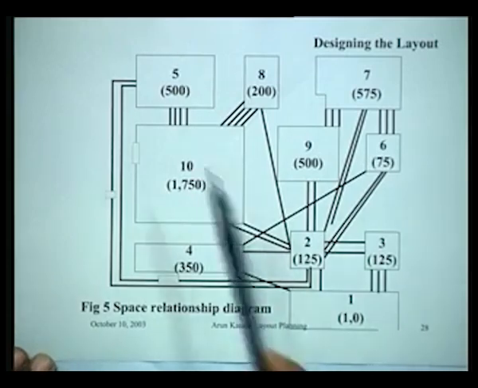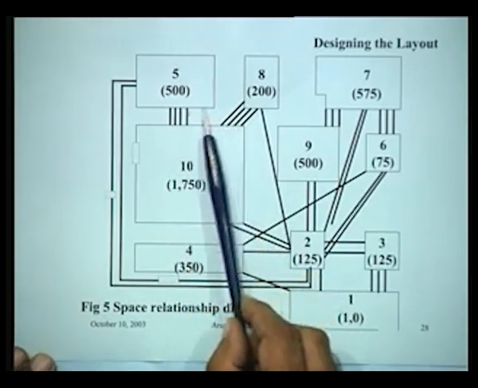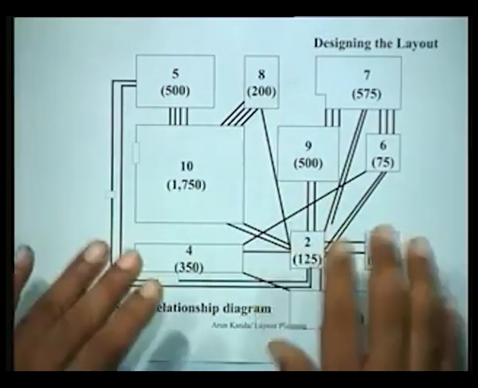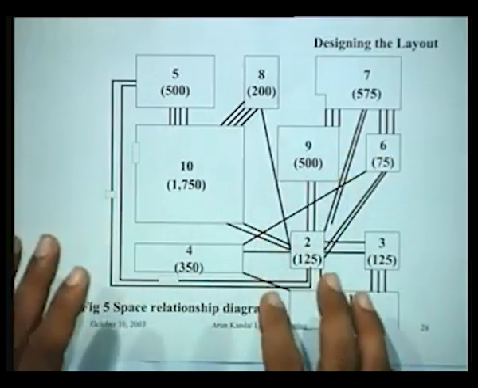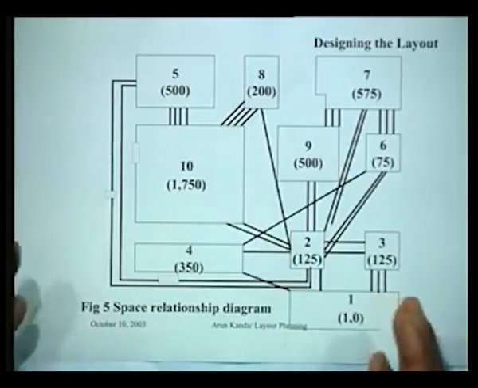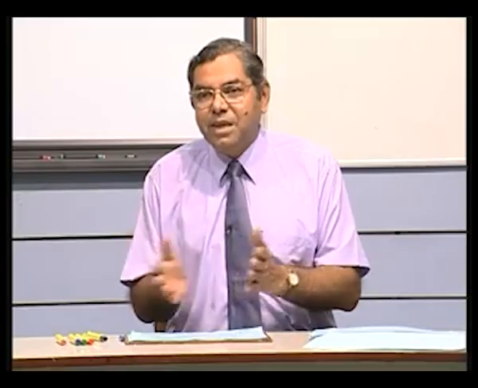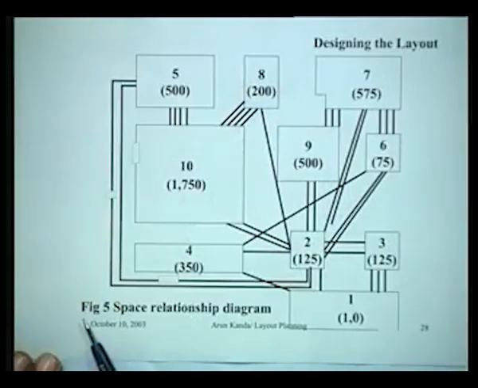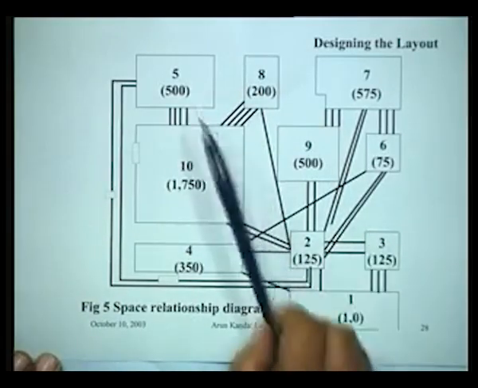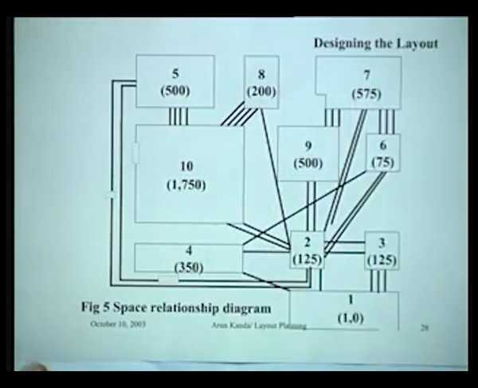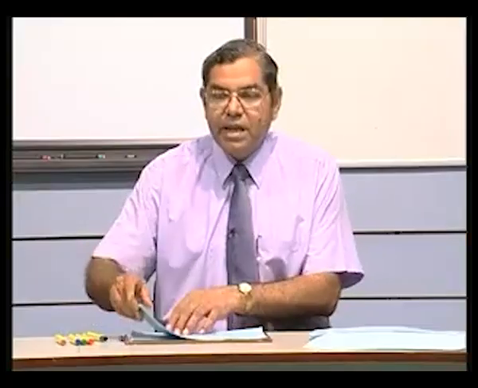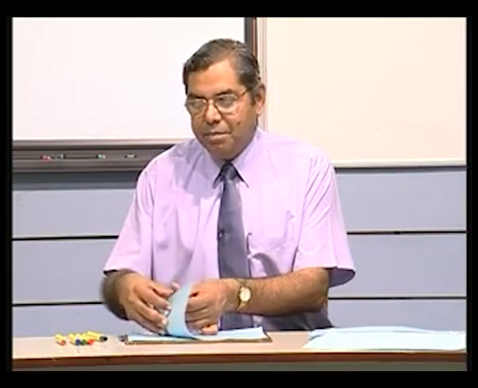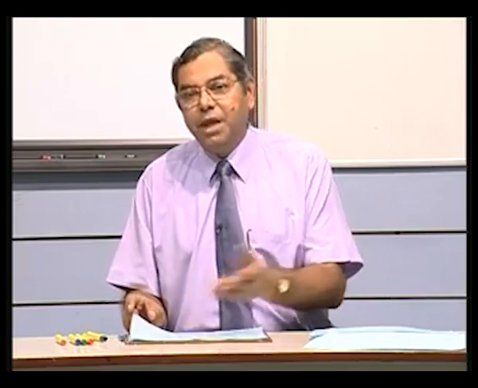If you can imagine that these were individual blocks cut out of cardboard, you could shift them around and try to arrange them in the form of a layout, and you would then ultimately get a layout. This is basically what many of the computer programs do. They begin with this diagram as an input and then try to generate a layout by shuffling around these departments. Obviously there are infinite possible combinations, so you have to look for a best combination, and best means what is your objective.